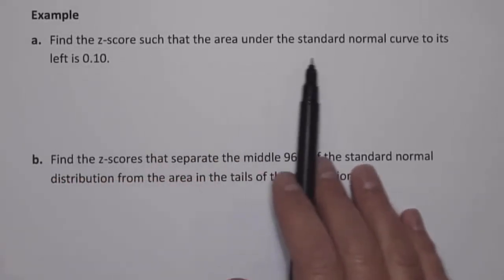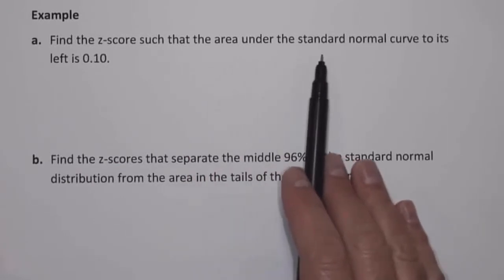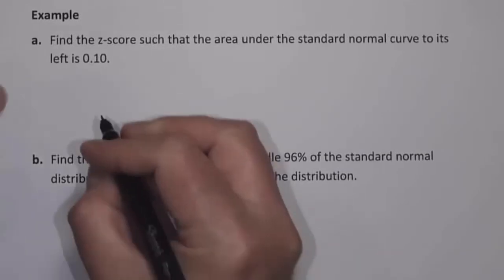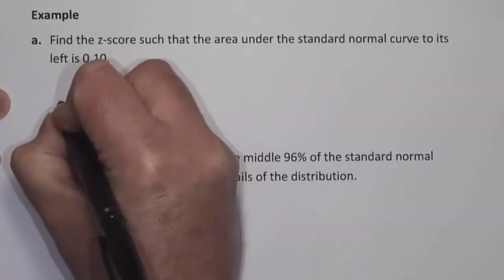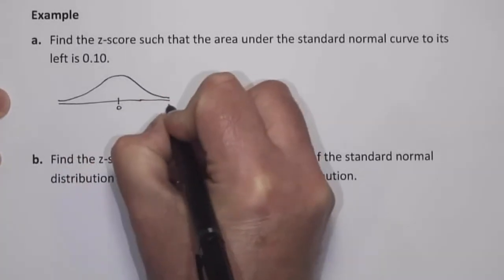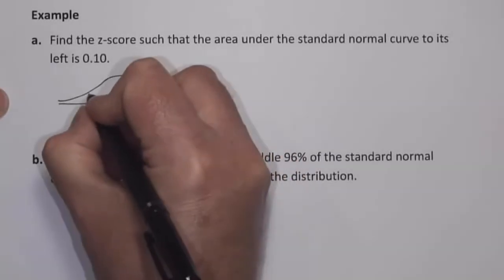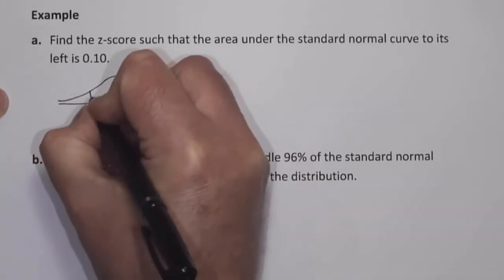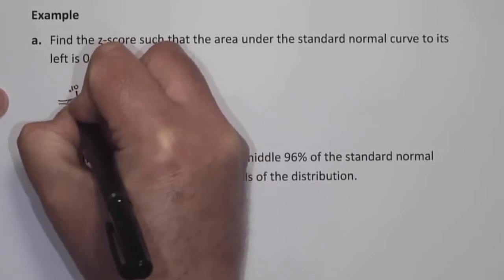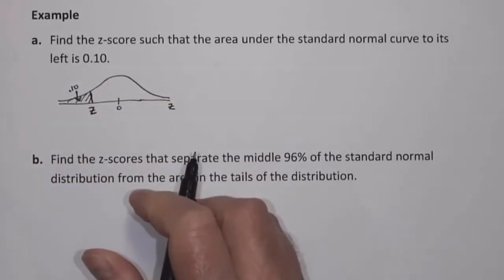For example, if we look at part A here, we want to find the z-score such that the area under the standard normal curve to its left is 0.10. Visually, we have the standard normal distribution, so the mean here is 0. We know that the area to the left of a particular z-score is 0.10, and we want to know what is the z-score that has that area to the left.